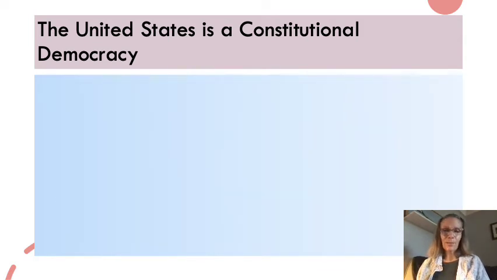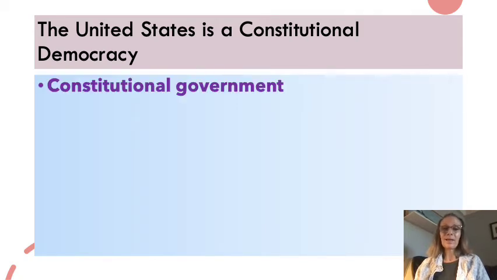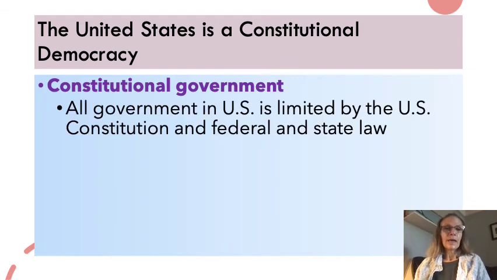Okay, so the United States is a democracy, but the United States is also a constitutional government. What does that mean? It means that there are clear limits placed on the powers of government, and also clear prohibitions placed on government in terms of interfering with people's personal freedoms and liberties. In a constitutional government in the United States, all government at the federal level, and states have constitutions as well, so state governments are limited by their constitutions, all government in the United States is limited by the United States Constitution, and by federal and state law.